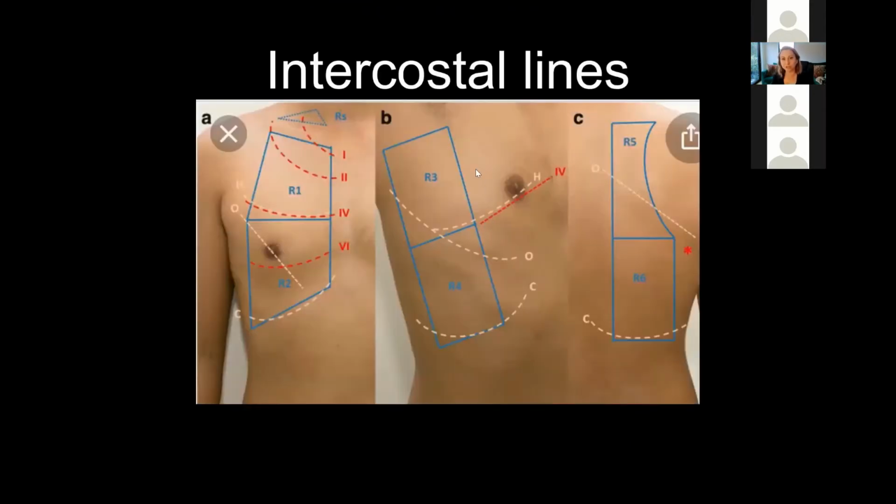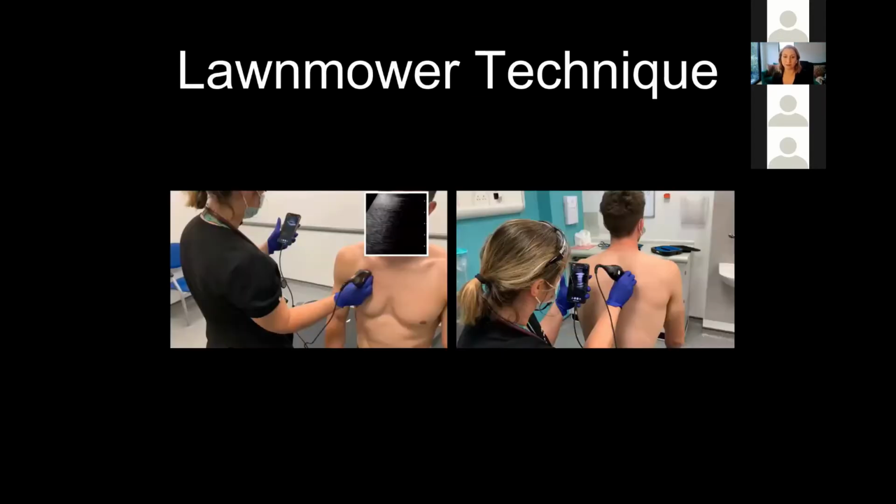So this is just to show how the lines of the ribs and the intercostal spaces vary as you go around the body. So it's quite curved at the front and then much steeper on the sides. And the bottom of the diaphragm at the back is very, very low down. So just be aware that as you go around, you need to follow the curvature of the body and of the intercostal spaces. And this is the lawn mowing technique.